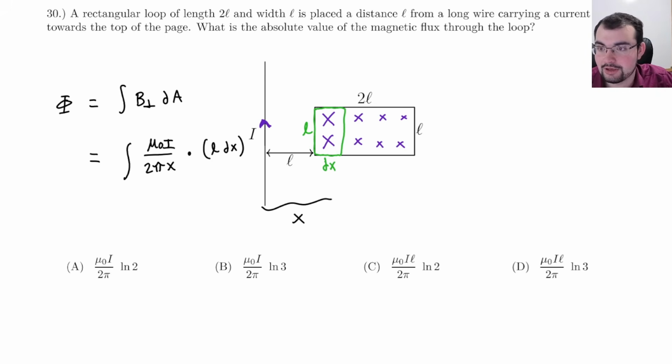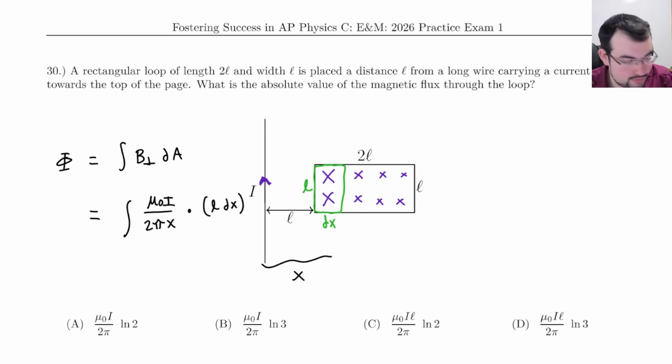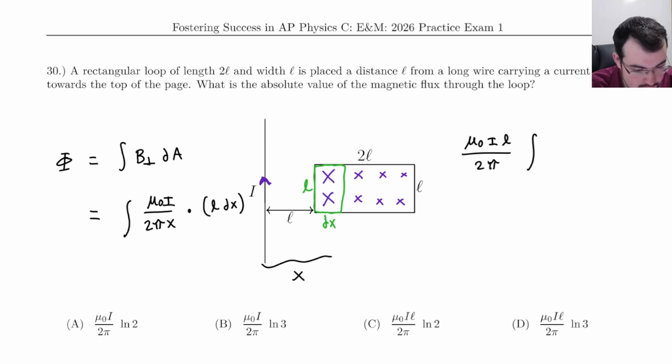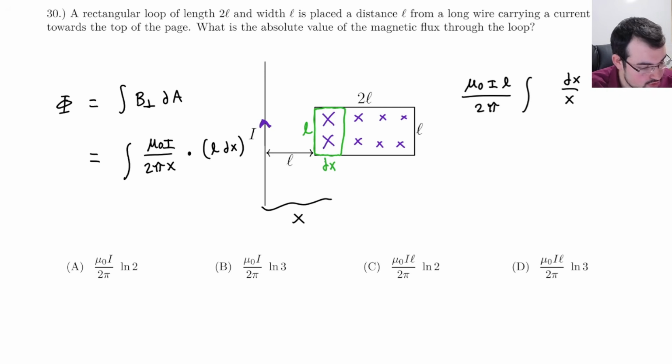So now we just have to go about simplifying this integral. So we get mu naught I, L, and 2 pi are all constants. And then we integrate dx divided by x. And now we have to look at our strip distances. So our closest strip distance would be when x is equal to L. And our longest strip distance would be L plus 2 more L's, which makes 3 L's.